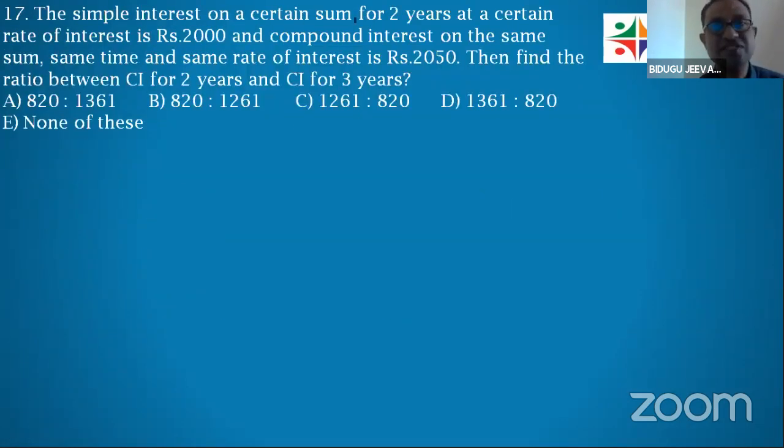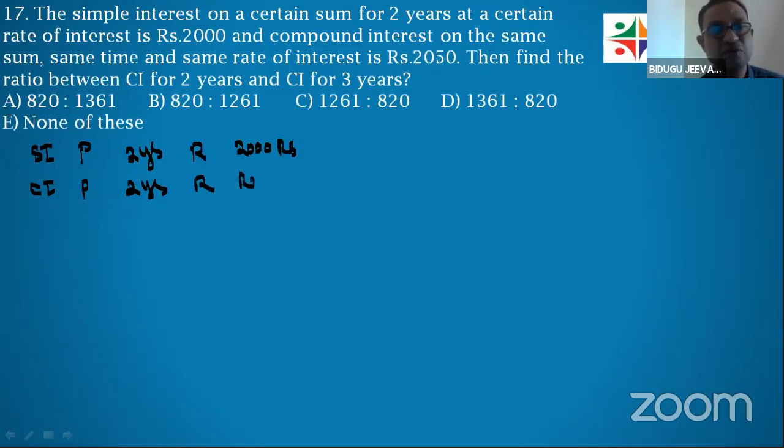Simple interest on a certain sum, that is P, for 2 years at a certain rate of interest is 2000. Great. And the compound interest for the same sum, same time, same rate of interest is rupees 2050. Looking at this, I would like to make one point.